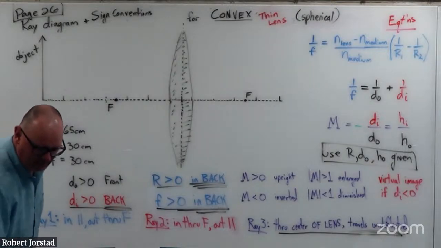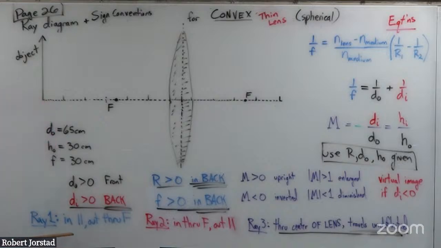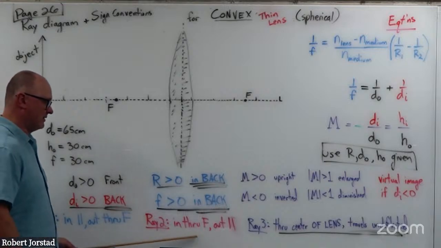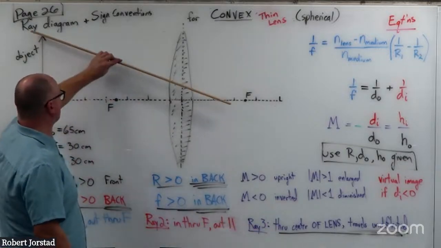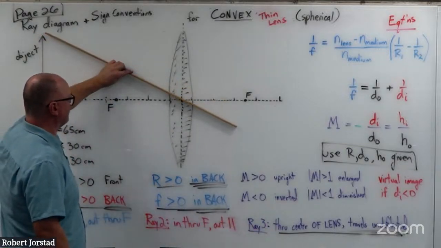And just so I have room, I wrote the rays in here. So ray 1, this is exactly the same: in parallel, out through F. Ray 2, that's the same: in through the focal point, out parallel. And then ray 3, right through the center of the lens, unrefracted.